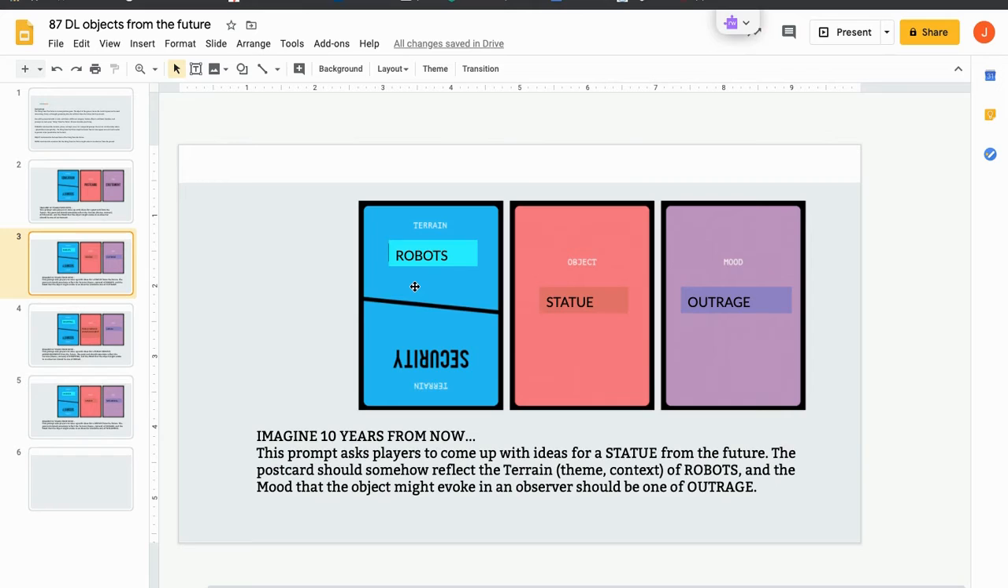The terrain, robots. We're talking about robots. What does it look like? I don't know. The object is a statue. And what is the mood? Outrage. 10 years from now, what might a statue about robots that cause outrage look like?